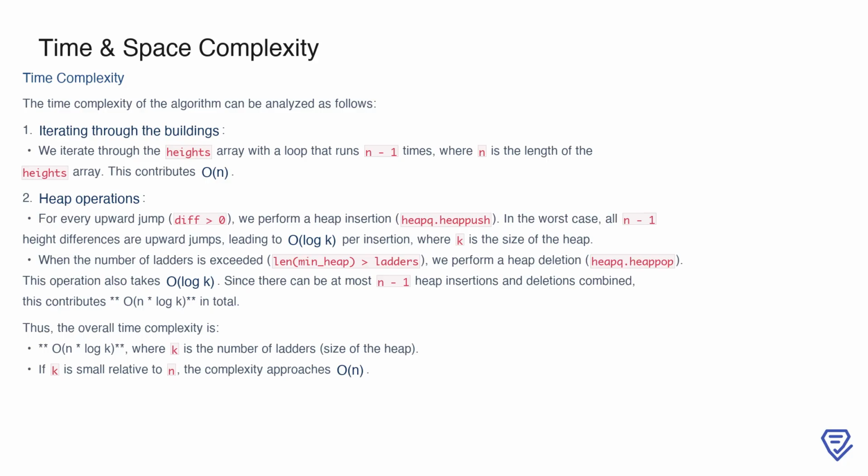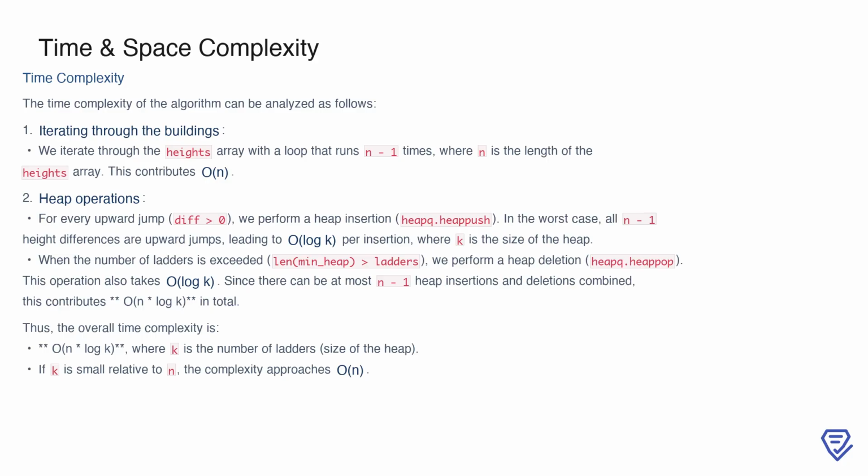Second, we need to account for heap operations. For every upward jump, where the height difference is positive, we insert the difference into a min heap using heap.heappush. Each insertion has a complexity of O(log k), where k is the heap size, which corresponds to the number of ladders. Additionally, if the heap size exceeds the number of ladders, we remove the smallest element using heap.heappop, which also takes O(log k). Since there are at most n-1 height differences, the combined heap operations contribute O(n log k). Thus, the overall time complexity of the algorithm is O(n log k).